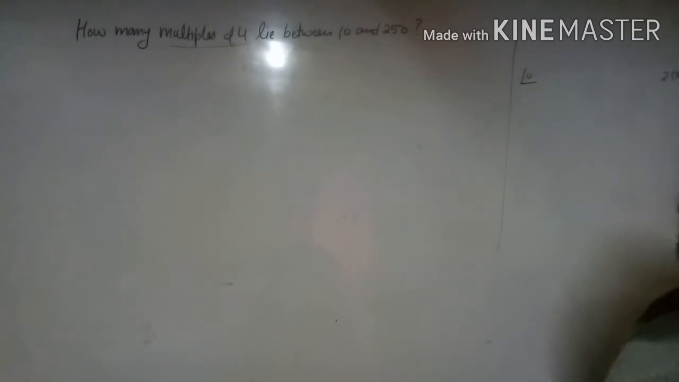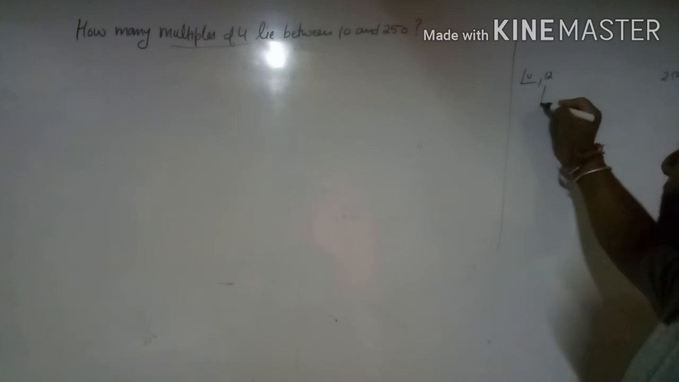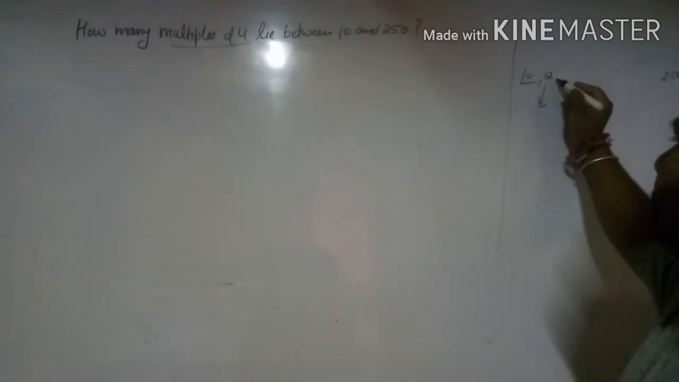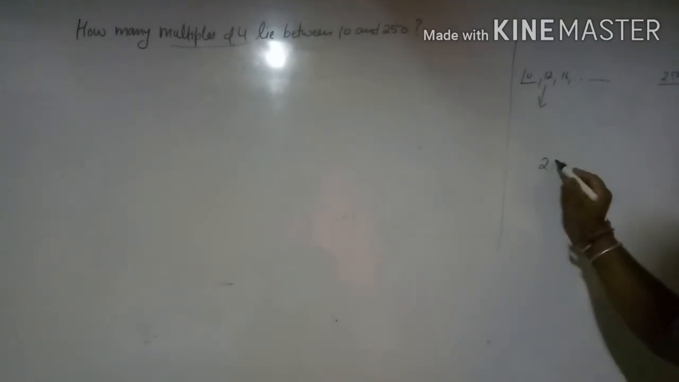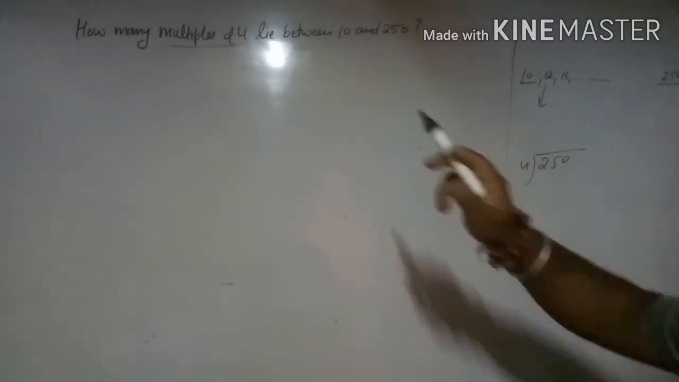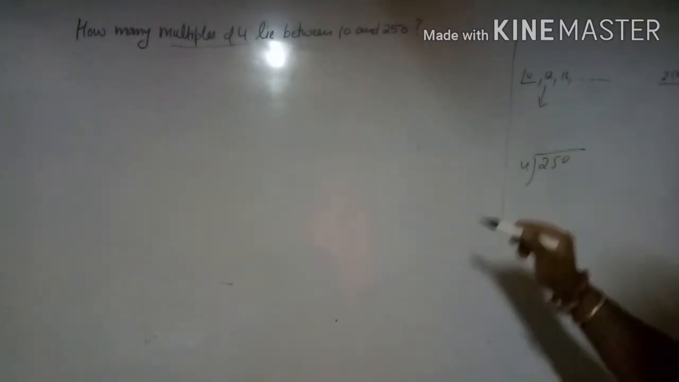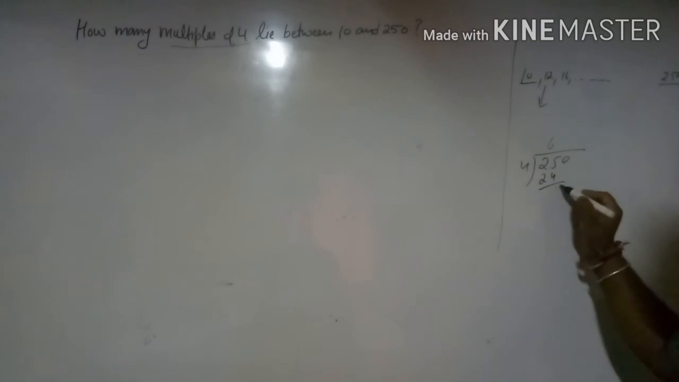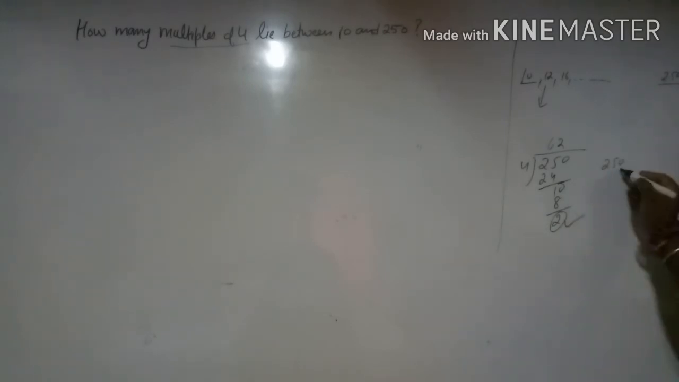As we know, 10 is not divisible by 4, so the next number is 12, then 16, and in the same way. But we don't know the last number. For the last number I have to divide by 4, because multiples of 4 means the number is also divisible by 4. So we can check here: 6 4s are 24, then 4 2s are 8, 2 is left. That means if we subtract this from 250, then that number is divisible by 4.